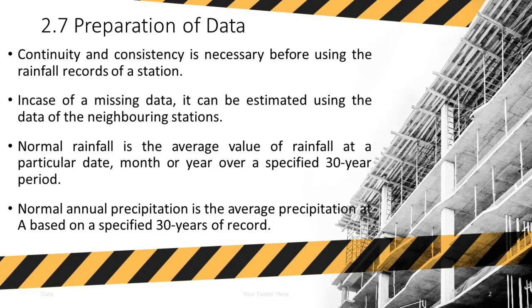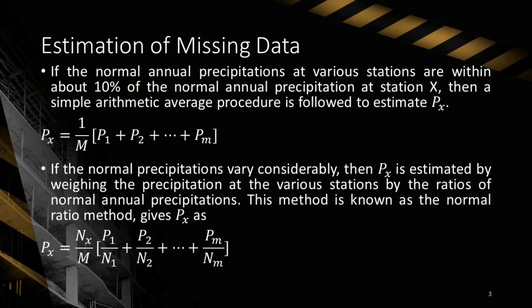The normal rainfall is the average value of rainfall at a particular date, month, or year over a specified 30-year period. The 30-year normals are recomputed every decade. Thus, the term normal annual precipitation at Station A means the average annual precipitation at A based on a specified 30 years of record.